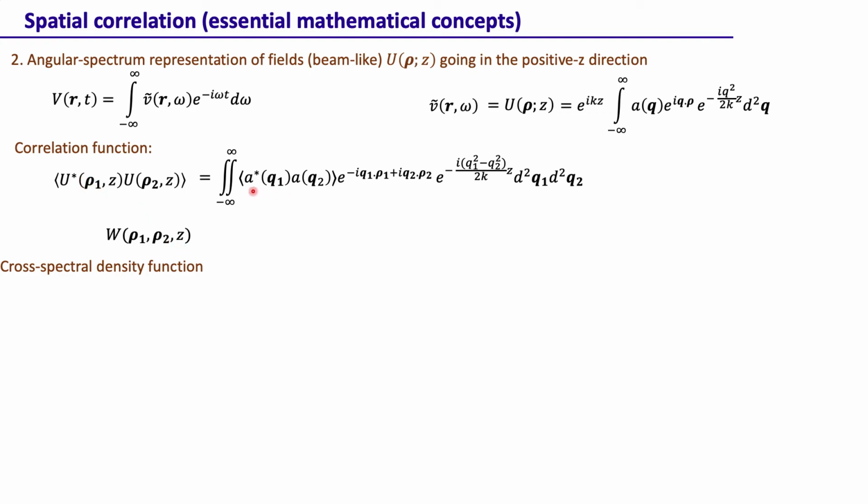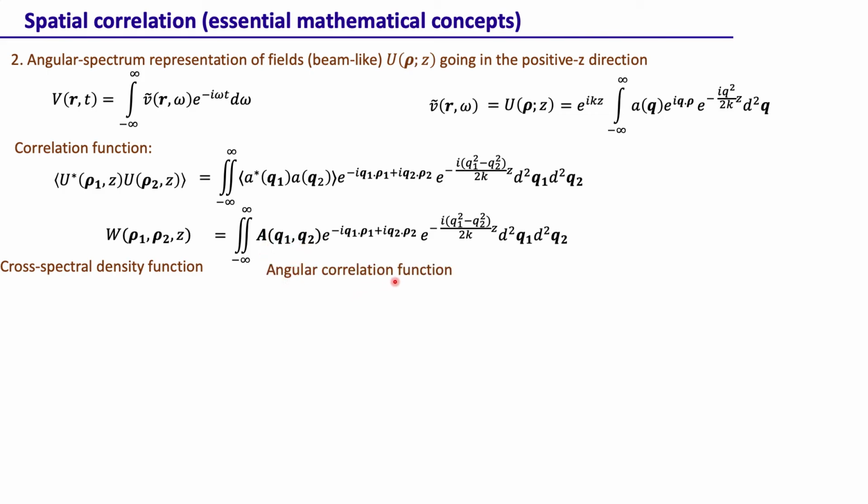Now we can write it like this. This A(Q1) A(Q2), we write as this capital A(Q1, Q2), and this is called the angular correlation function. This cross spectral density function and angular correlation function are related like this.